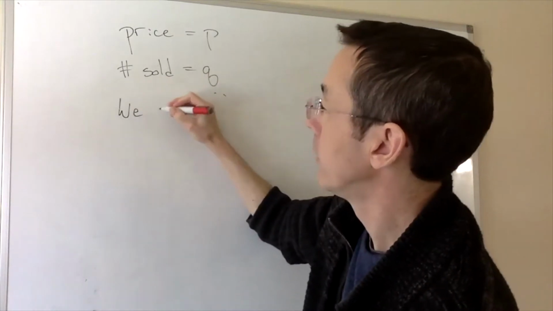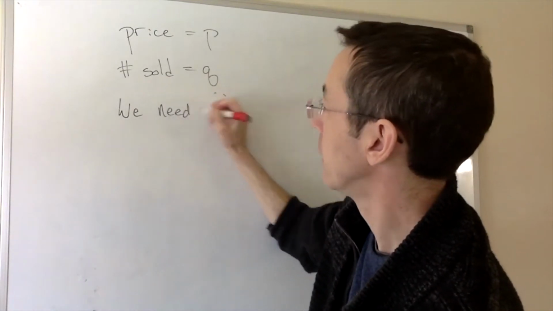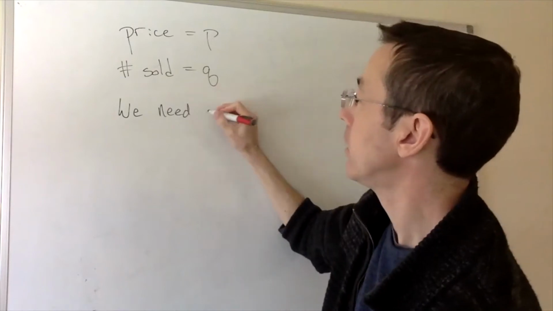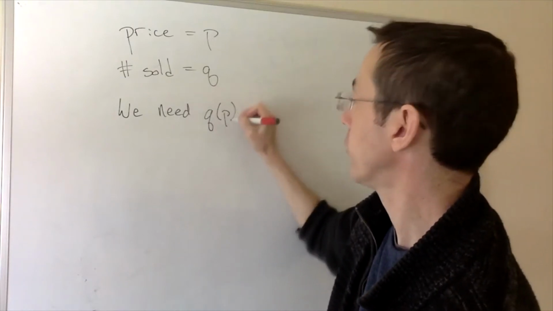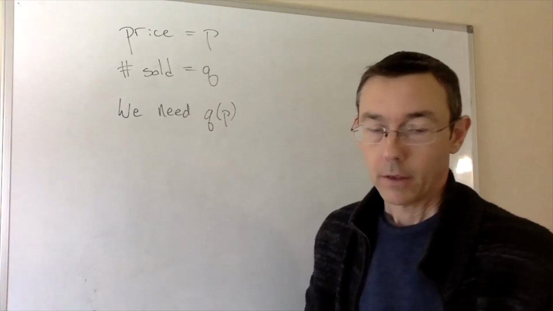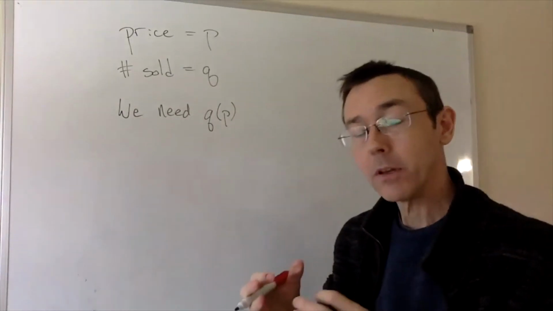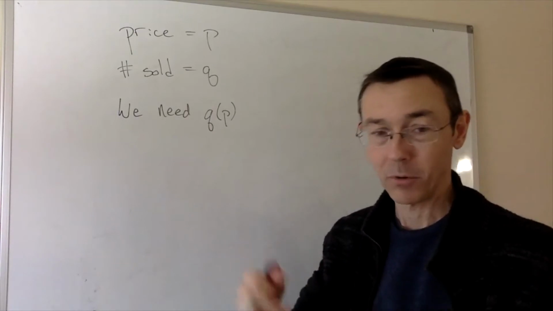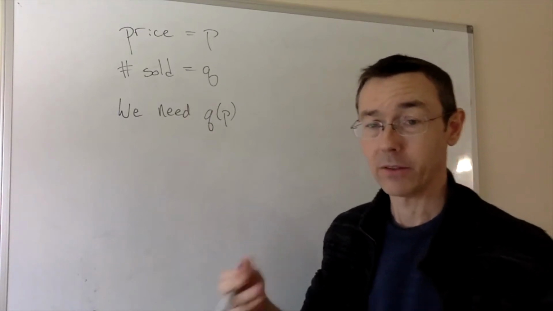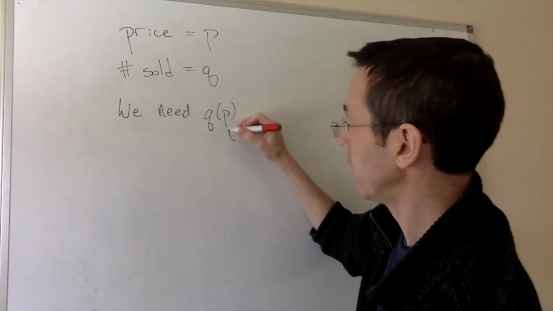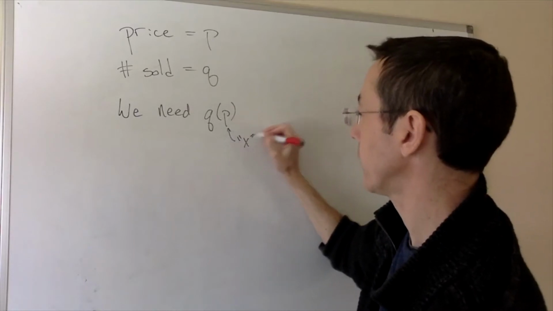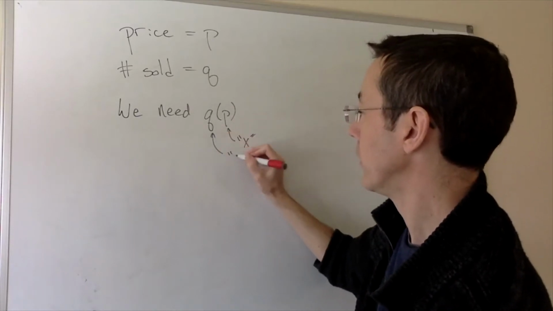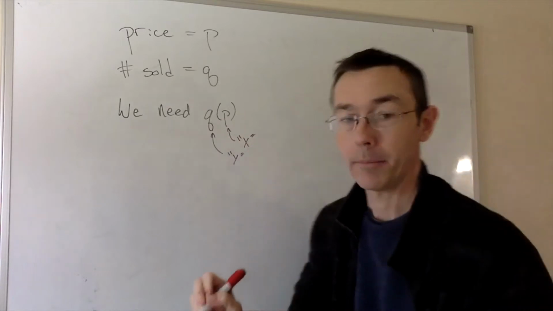We also can write down specifically what we need. We need Q, the number sold, as a function of P. This is nice to write down. It lets me know specifically what I'm going to view as my X value, the independent variable, what I'm going to view as my Y value, the dependent variable. So P is going to be like my X, and Q is going to be like my Y.